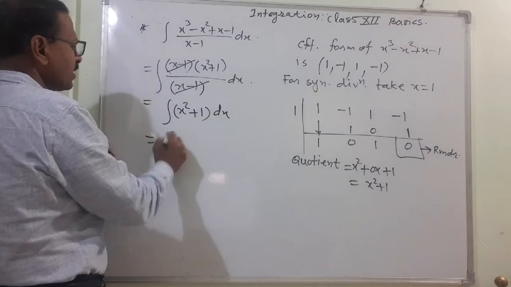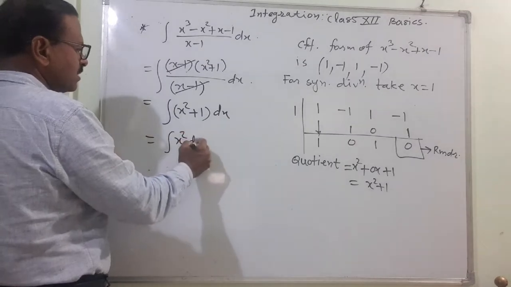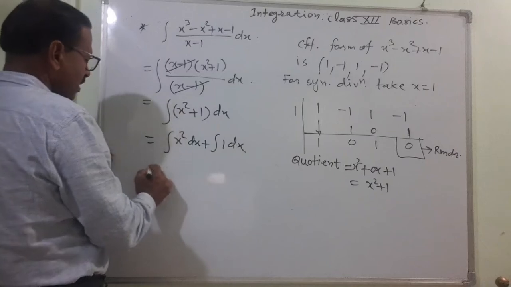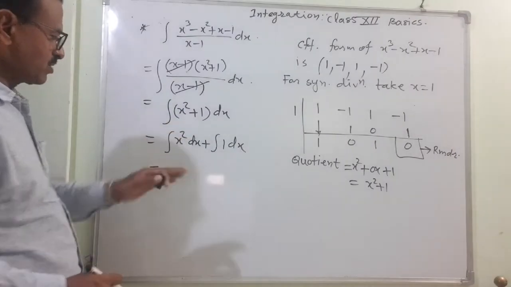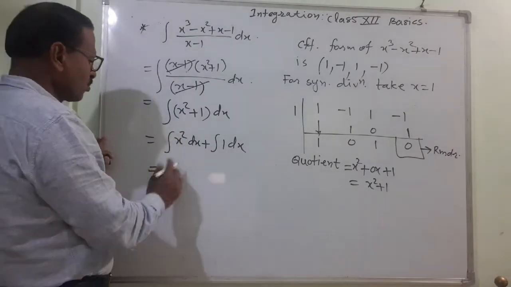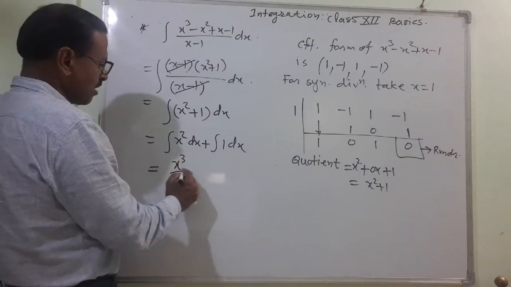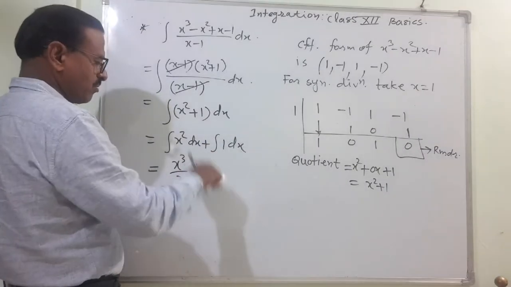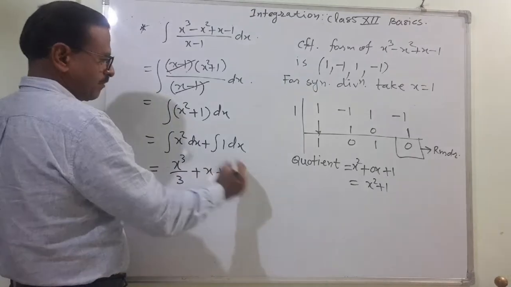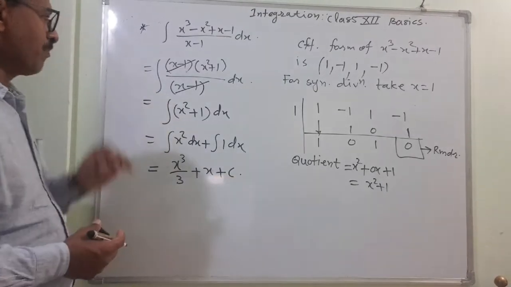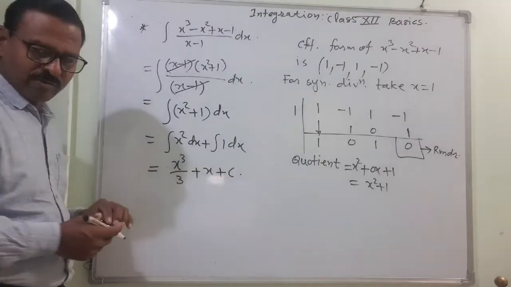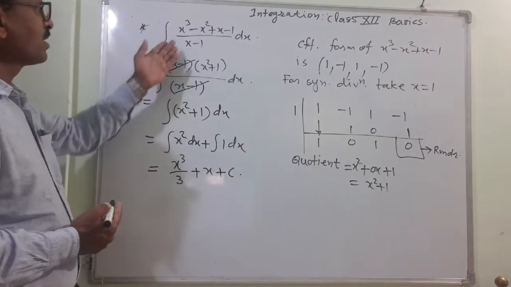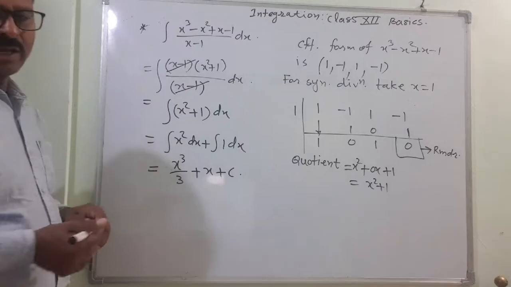So I will separate it: integration of x square dx plus integration of 1 dx. And x square, as you know, x raised to n plus 1 upon n plus 1, so 2 plus 1 is 3, x raised to 3 upon 3. The integration of 1 is x, so plus c. This way this sum will be completed, but it is not always that it can be divided by x minus 1.